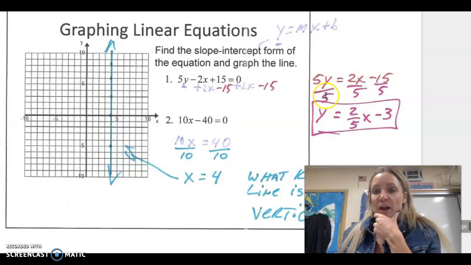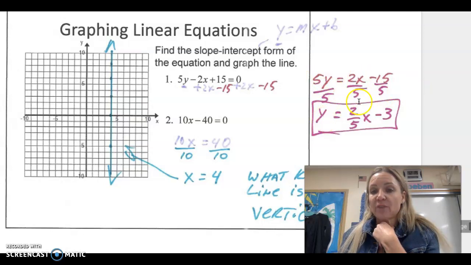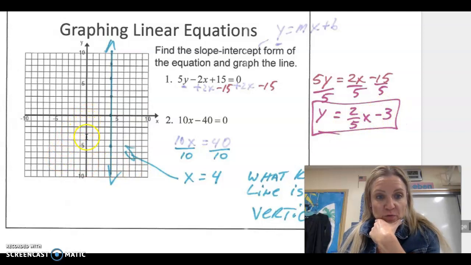And then I'm going to divide everything by 5. So 5y divided by 5 is y. 2x divided by 5 is 2/5 x. And negative 15 divided by 5 is negative 3. So the equation of the line in slope-intercept form is y = 2/5 x minus 3. Okay. If you were to graph that, you would put a point at negative 3. So you'd go down 1, 2, 3, put a point right here. And then to show your slope, you would go up 2 over 5, up 2 over 5, and you would draw in that line.